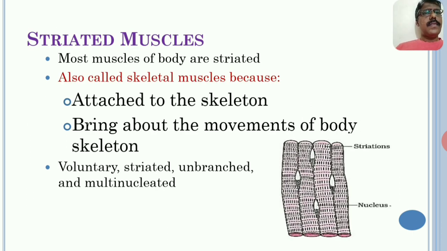The next, striated muscles. Most muscles of the body are striated. They are also called skeletal muscles because they are attached to the skeleton and bring about the movements of the body skeleton. They are voluntary, striated, unbranched, and multinucleated. This is about the striated muscles.